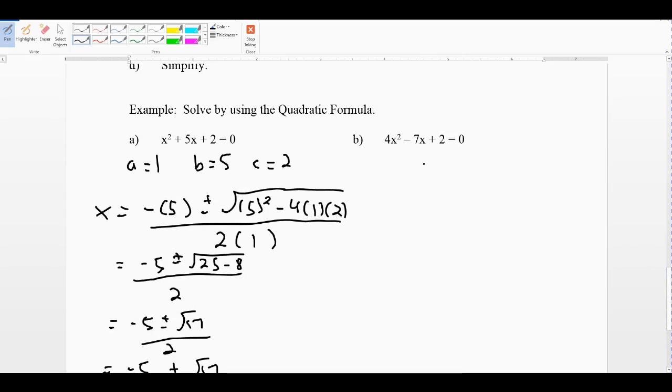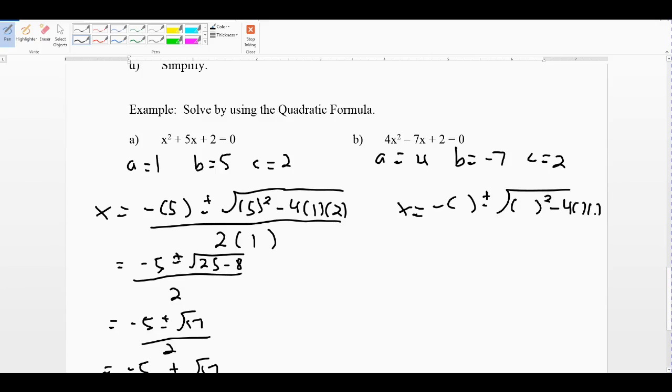Let's see this one. Do the same process. A is 4, B is, don't forget that sign, -7, C is 2. Using the formula, I'm just going to rewrite it with empty parentheses. That first one's meant to be a parentheses. Let me erase that. So this is b. Make sure you got that negative 7 in there. Negative 7. And make sure you use parentheses. 4, 2, 4.